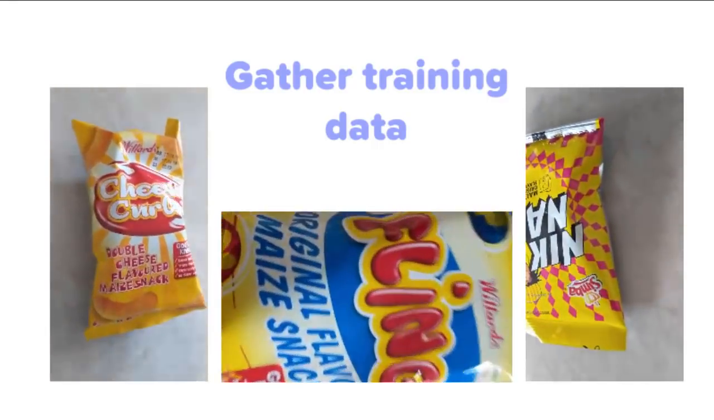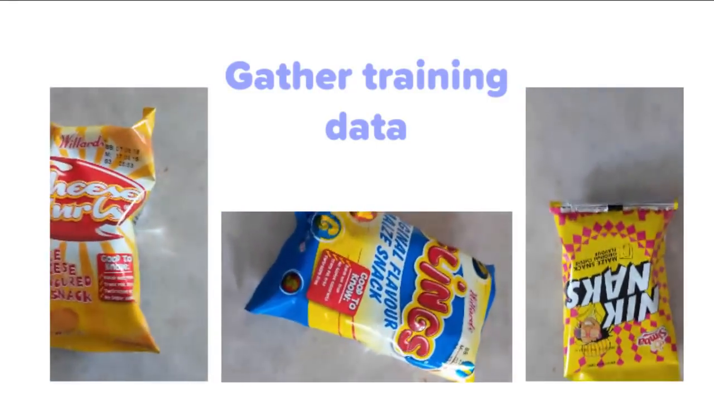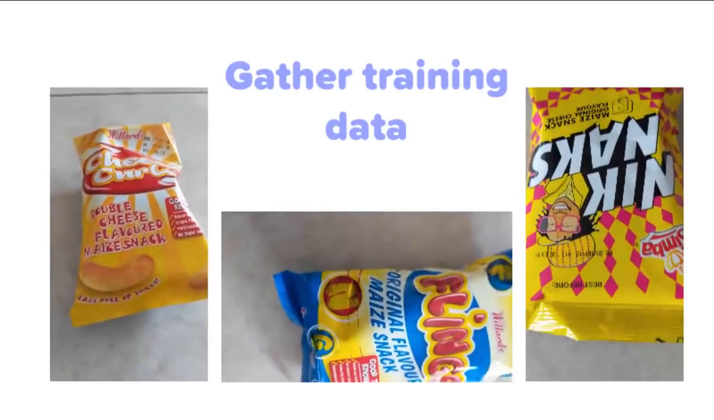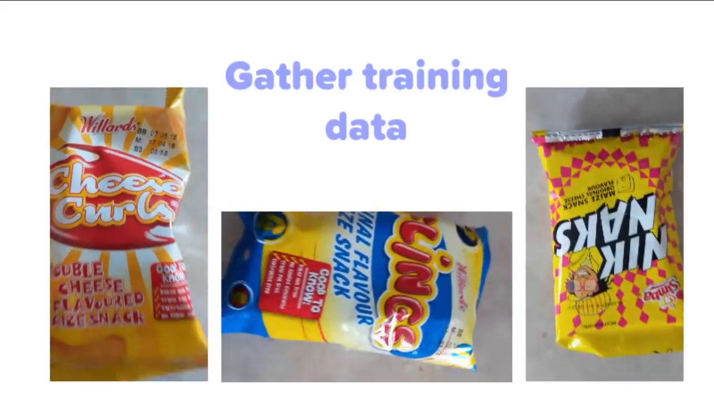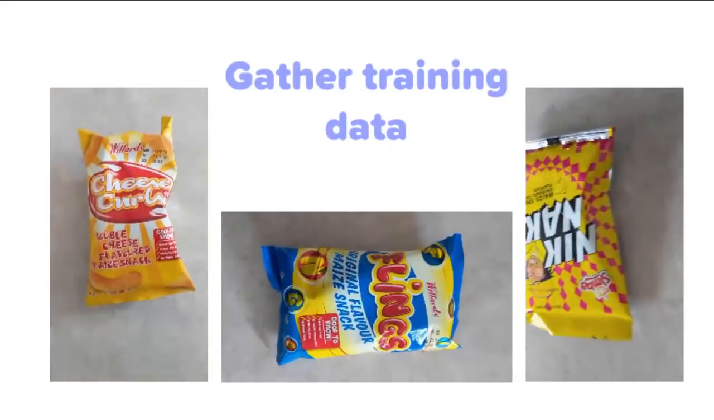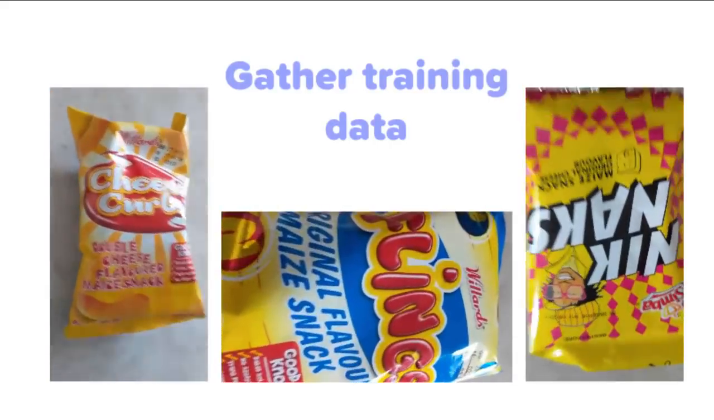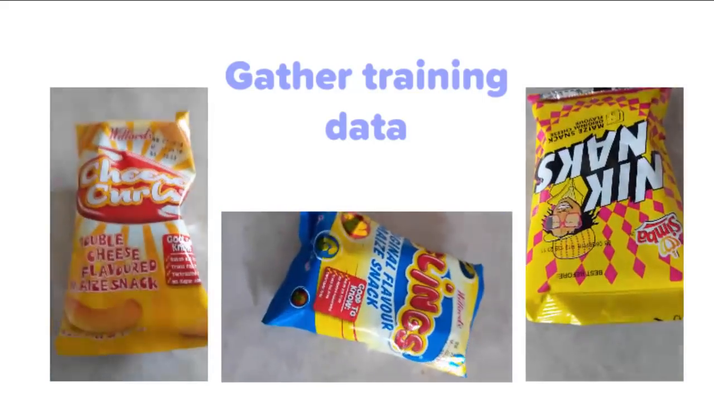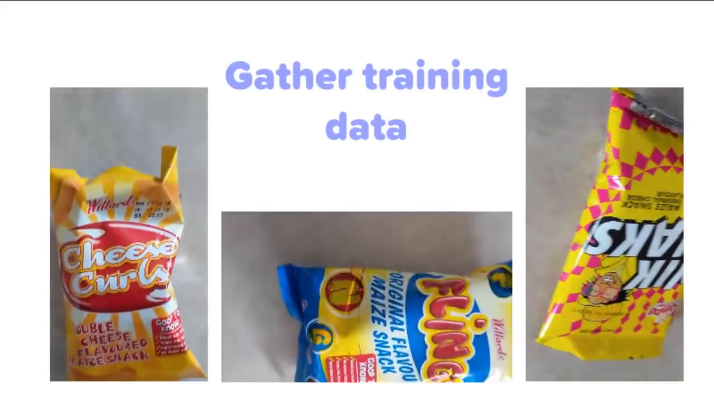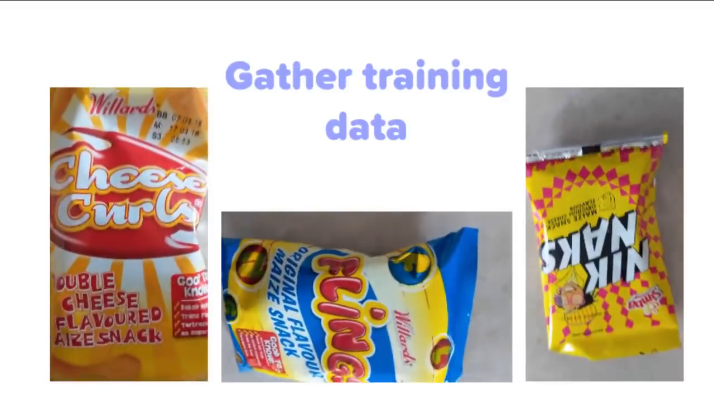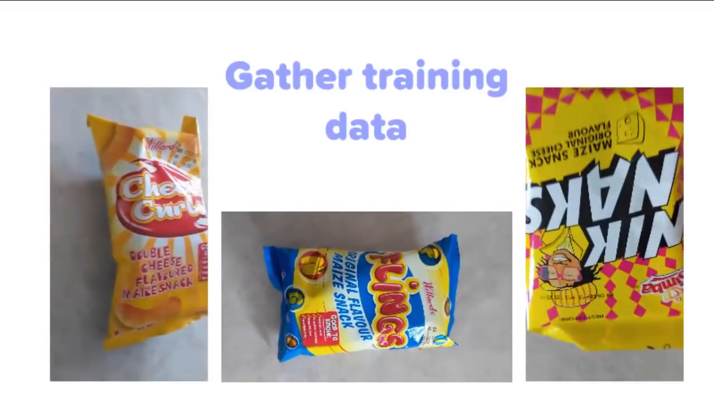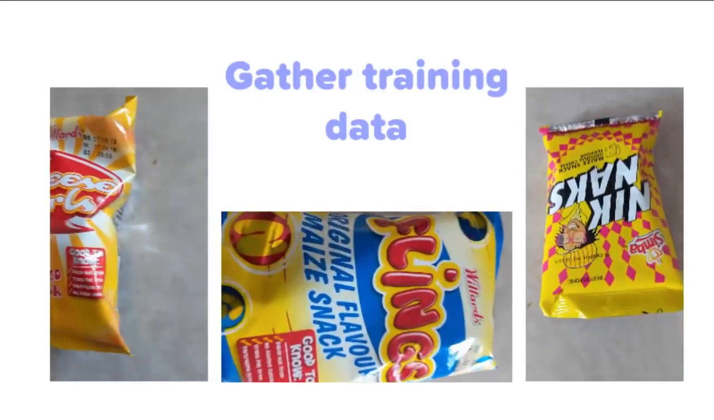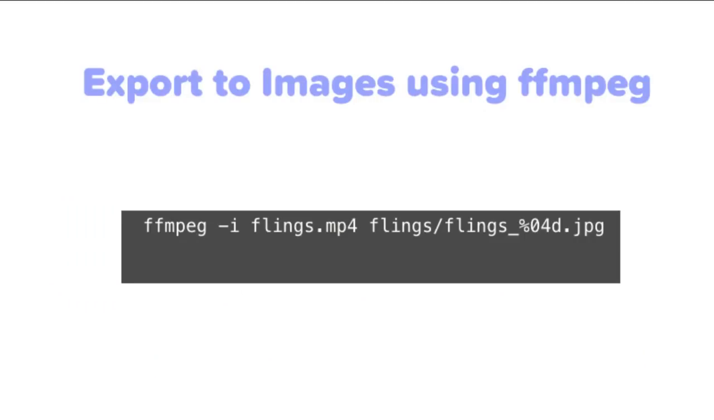So the first step is to gather our training data. You can see I have taken some videos of the different packets of chips that I'm going to be detecting. And this is pretty much enough for the small set of data that I'm working with. Because I've taken a video, and a video is just a whole bunch of images, all we're going to do in the next step is take these videos and convert them into a whole bunch of images.